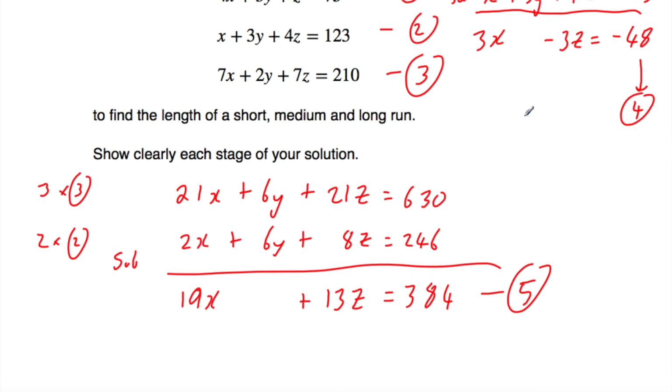Okay, so that's great. We've now got equation 4 and equation 5. Now, the thing that I notice here is that we've got 3x and 19x and minus 3z and 13z. It's not an obvious number in terms of what we're going to get those variables to be whenever we are trying to eliminate them.